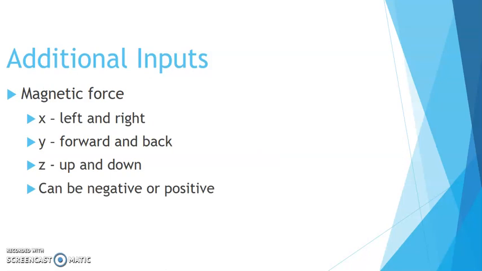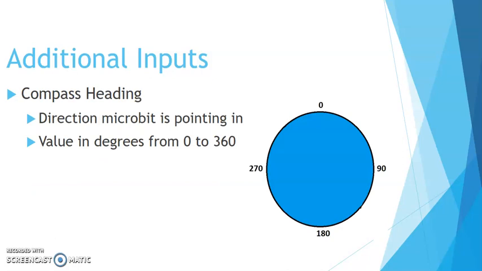When we're talking about magnetic force, again, it's the magnetic force on the actual micro:bit. And this, we could use this to make a compass or various different things like that. So again, the X is left and right, the Y is forward and back, and the Z value is up and down. So again, you can look at the magnetic force in all those directions, and it can be a positive or negative value. And the final additional input we're going to look at is the compass heading.